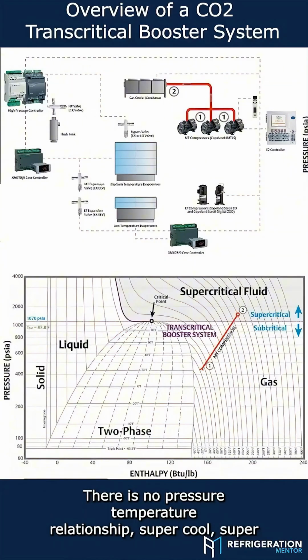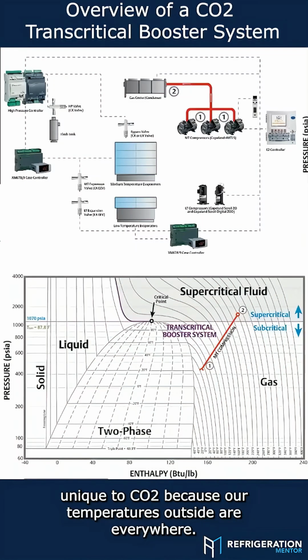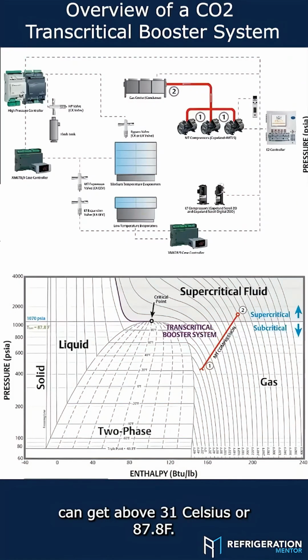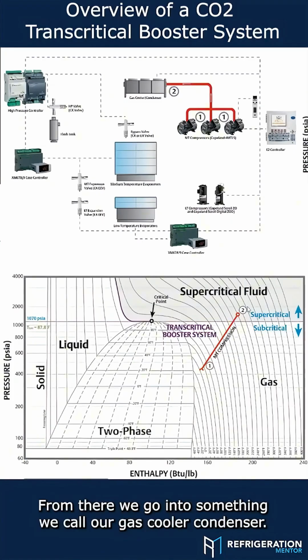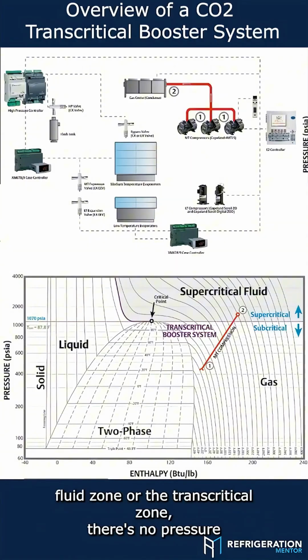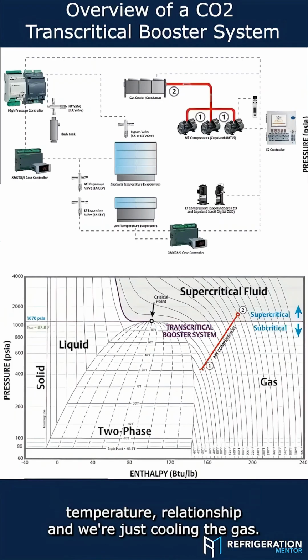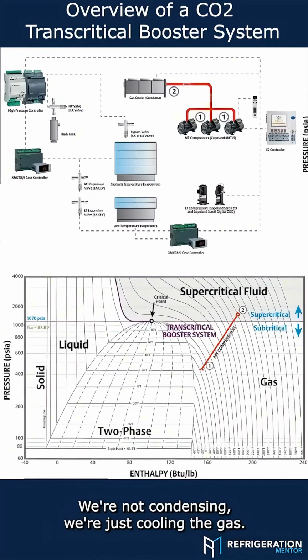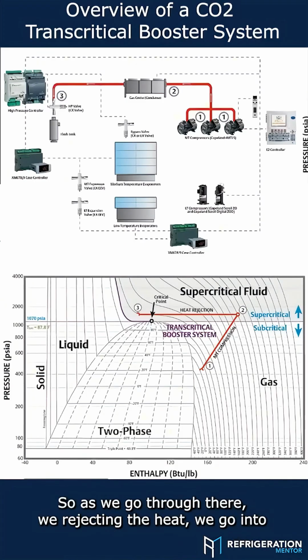There is no pressure temperature relationship. Super cool, super unique to CO2, because our temperatures outside can get above 31 Celsius or 87.8. From there, we go into something we call our gas cooler condenser. We call it a gas cooler because when we're in that supercritical fluid zone or the transcritical zone, there's no pressure temperature relationship, and we're just cooling the gas. We're not condensing. We're just cooling the gas. So as we go through there, we're rejecting the heat.